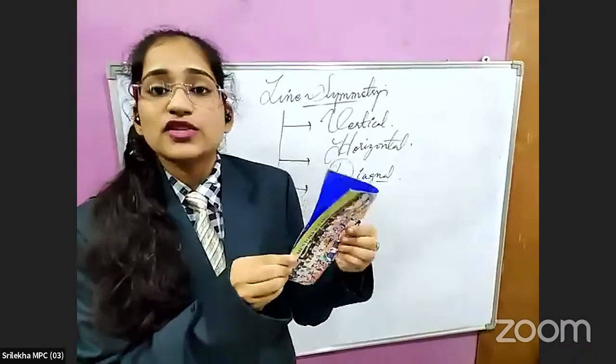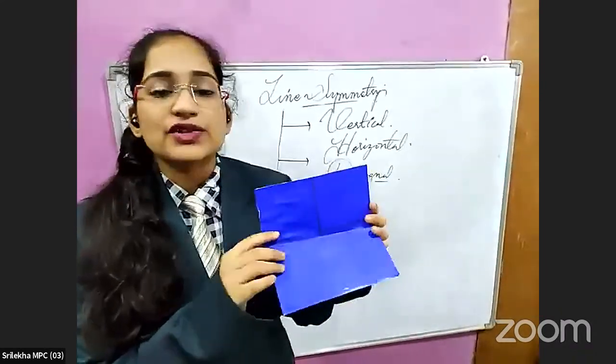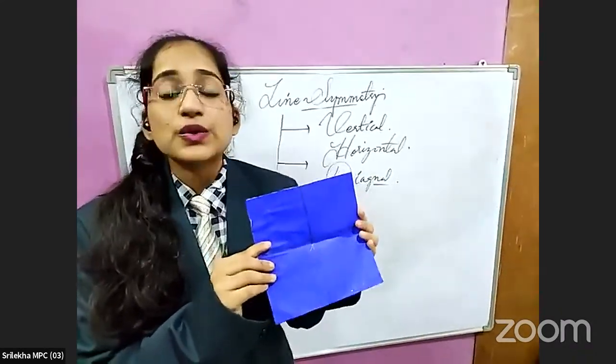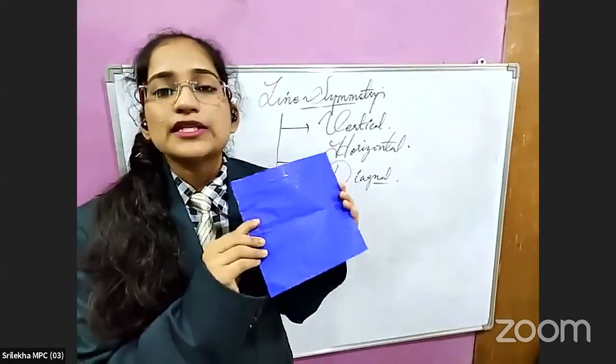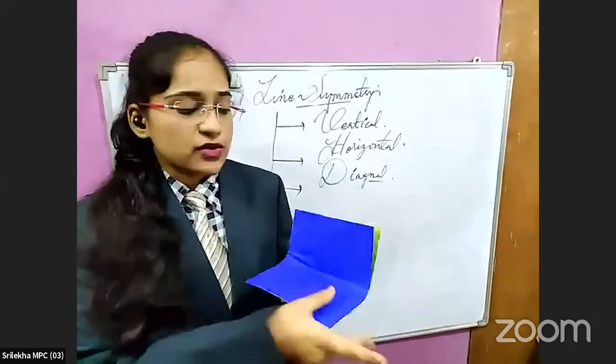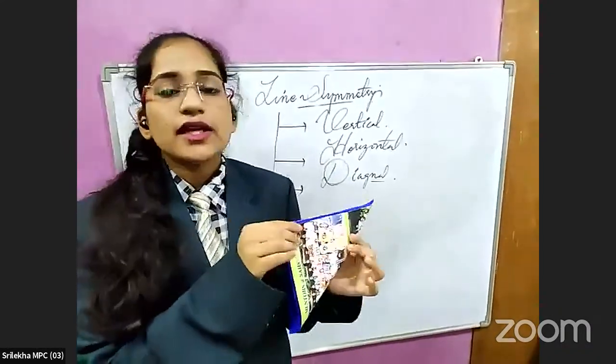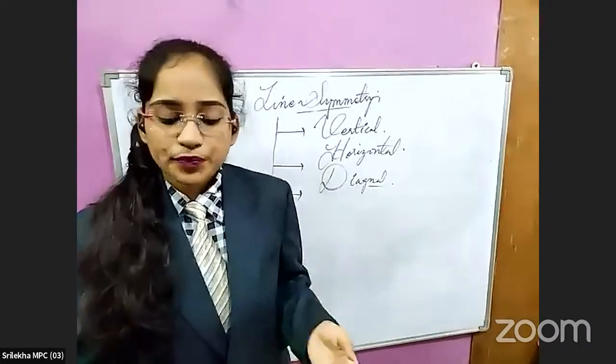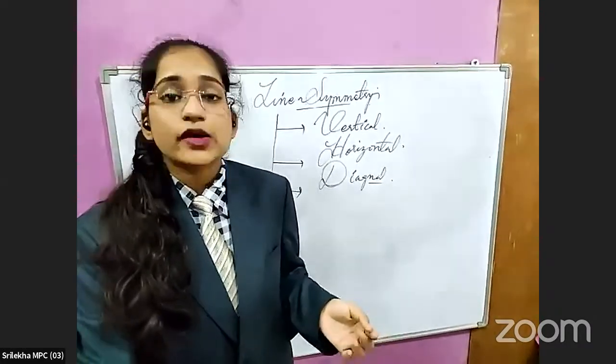This fold divides this square into two equal halves, into two identical parts. So this type of symmetry is said to be diagonal symmetry and horizontal symmetry also. If you divide it in a diagonal way, then it's going to become diagonal symmetry. In the same way, there is another figure.